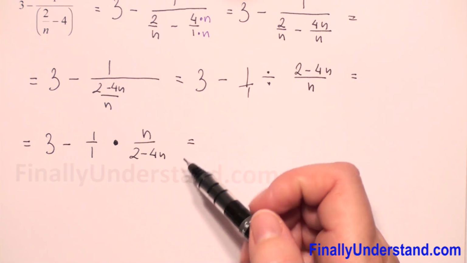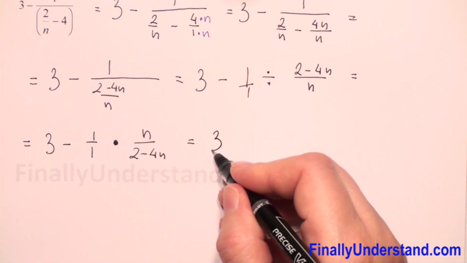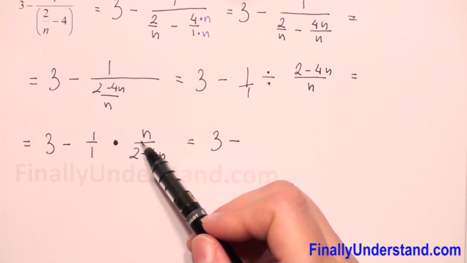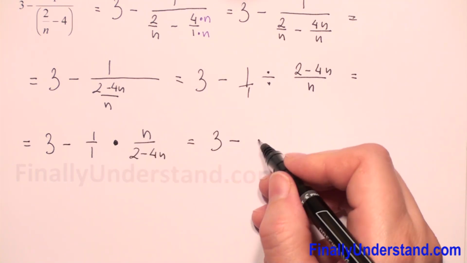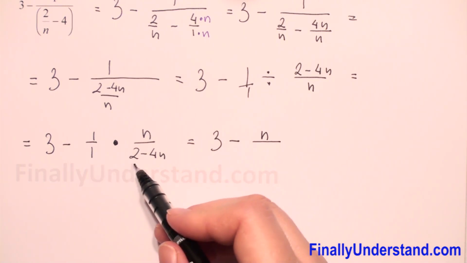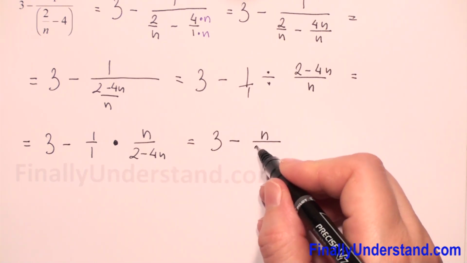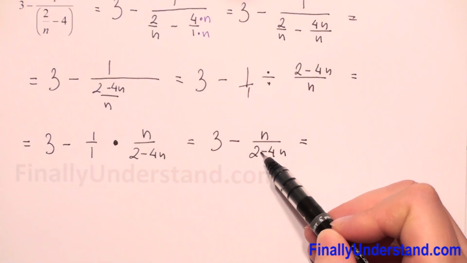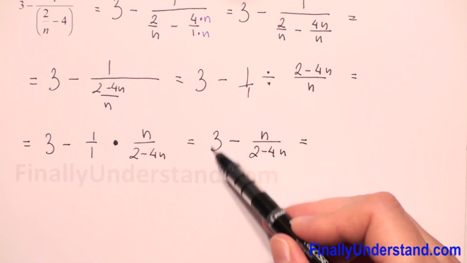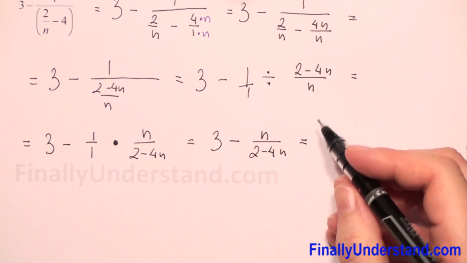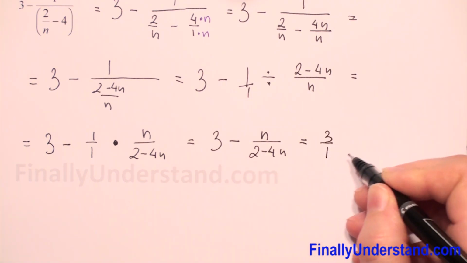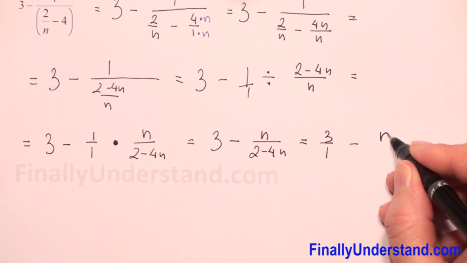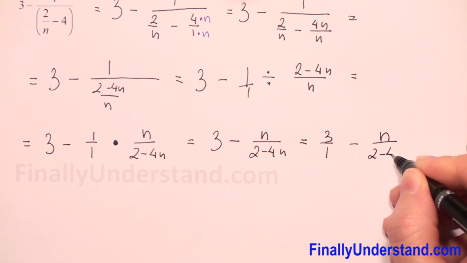So this is equal. We copy 3 and the minus sign. Next we have to do multiplication. 1 times n is n. 1 times 2 minus 4n is 2 minus 4n. Next, again, fraction and number. So we need to change the number to a fraction. So 3 over 1 I can always write, minus, and we will have n over 2 minus 4n.